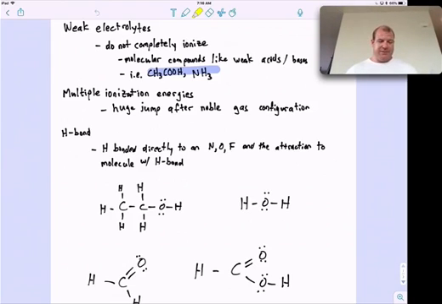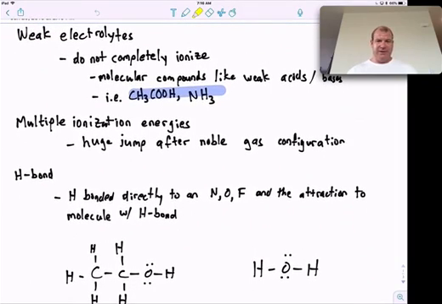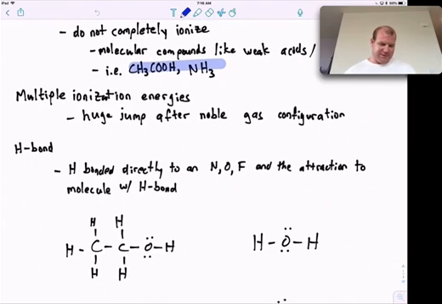So I did mention strong electrolytes. I did mention weak electrolytes, but I wanted to give it a little more discussion. Weak electrolytes do not completely ionize, and they are molecular, so made of nonmetals, and they are weak acids and bases. So things like acetic acid, CH3COOH, and ammonia. So these are the weak electrolytes. And yes, I remember I did talk about this.